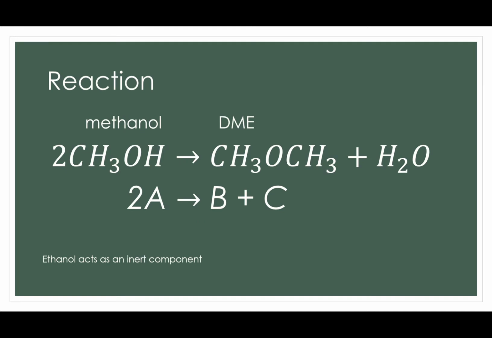This is our stoichiometric reaction. So 2 moles of methanol are fed, and 1 mole of DME is produced, as well as 1 mole of H2O. From now on, we will refer to methanol as A, DME as B, and water as C. Ethanol will act as an inert component to this reaction.